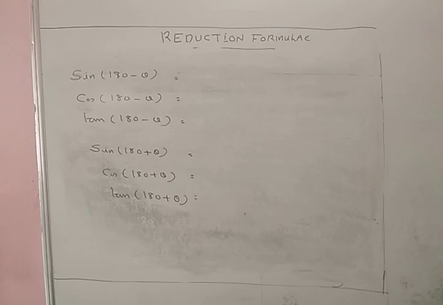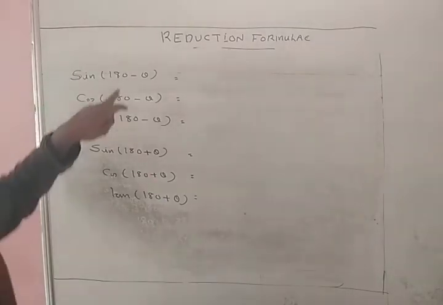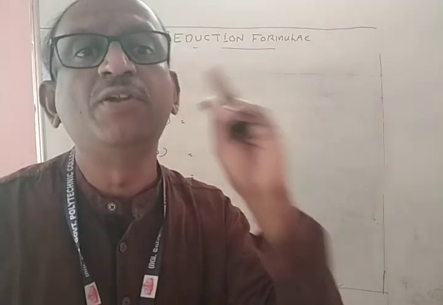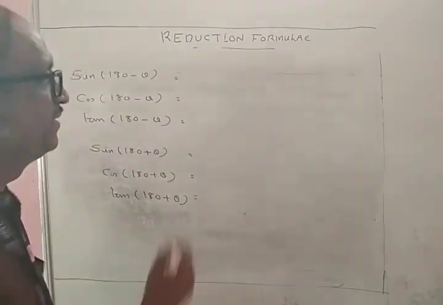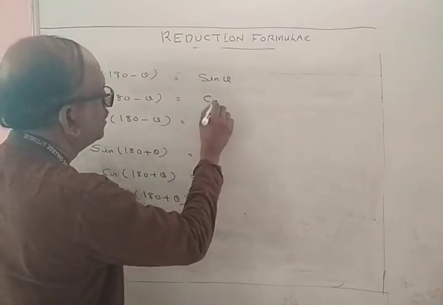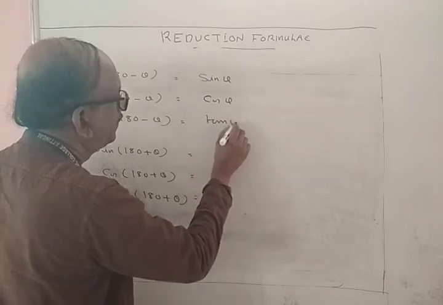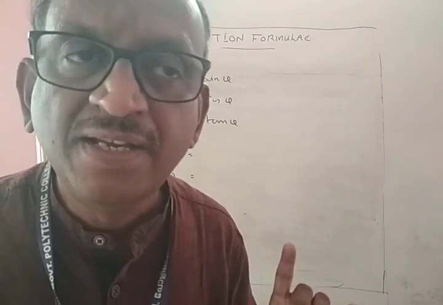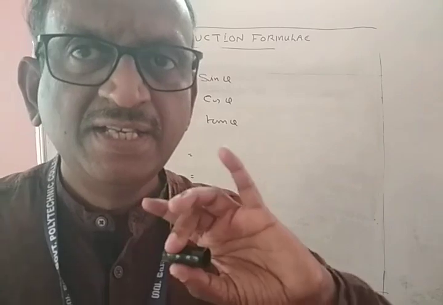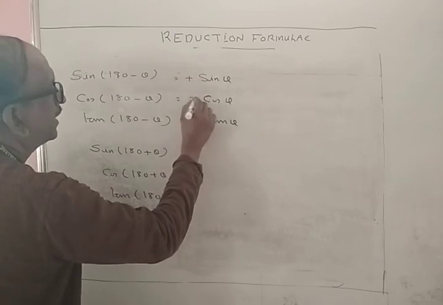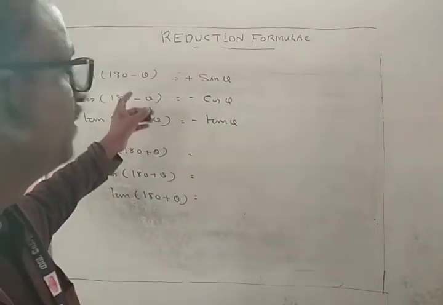Next, reduction formula for 180 minus theta and 180 plus theta. Here 180 is 2 into 90. 2 is even, therefore an even multiple of 90. In this case, sin becomes sin, cos becomes cos, and tan becomes tan. 180 minus theta lies in the second quadrant. In the second quadrant, sin is positive, all other negative. Here sin is positive, all other negative. Okay, this is the reduction formula for 180 minus theta.